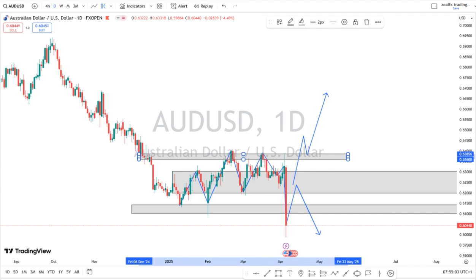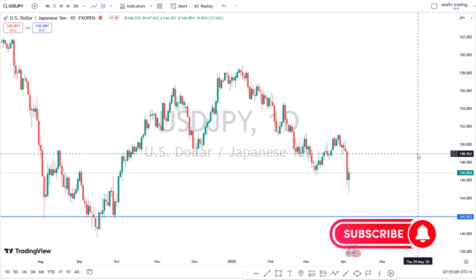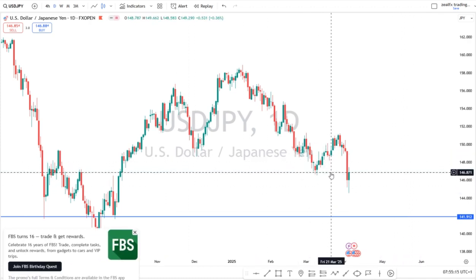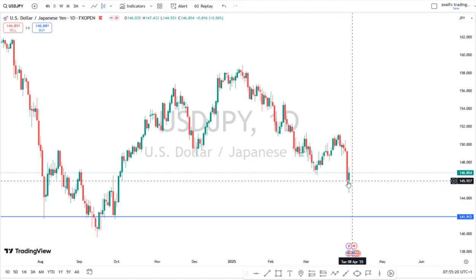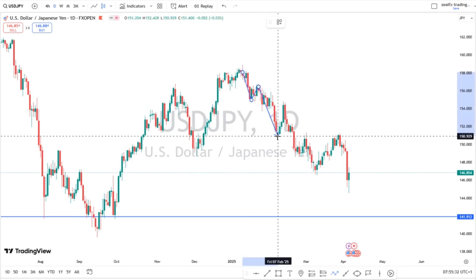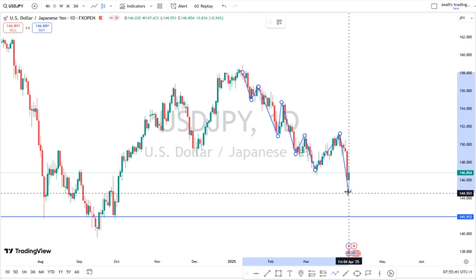So let's look at our next pair, which is the USDJPY. USDJPY on my daily chart has turned trend to downtrend. We have a major break on the USDJPY now. So as long as we have this major break, we expect price to drop this coming week. What we expect on the USDJPY now, so long as we have this series of lower highs, we expect price to drop on the USDJPY.